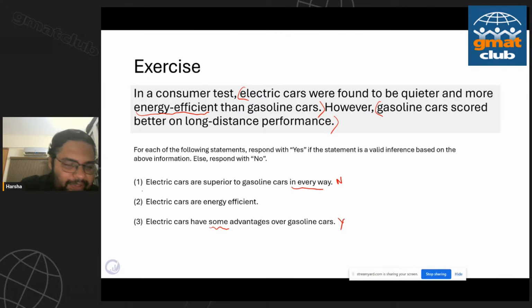A lot of you fell for this. I mean, at least some of you fell for this. You said that electric cars are energy efficient is a valid inference. I disagree. What you've fallen for is the comparison trap.